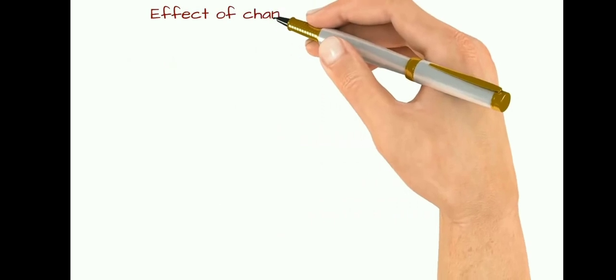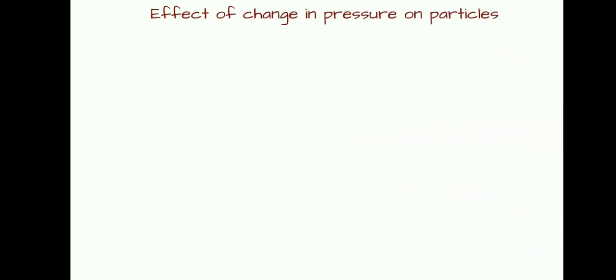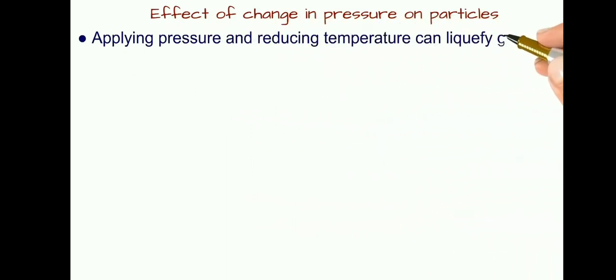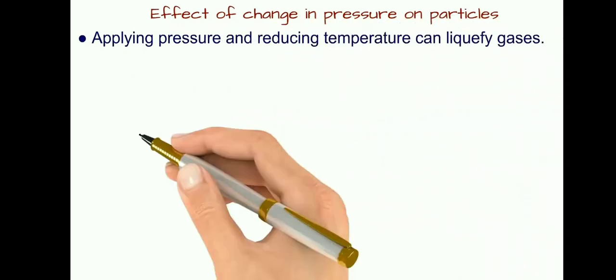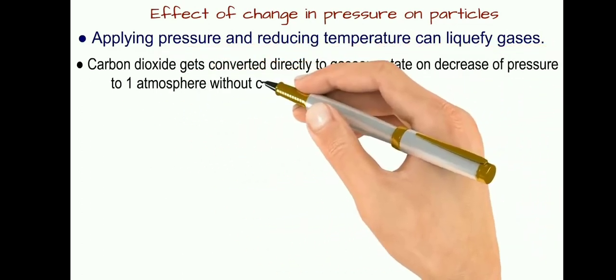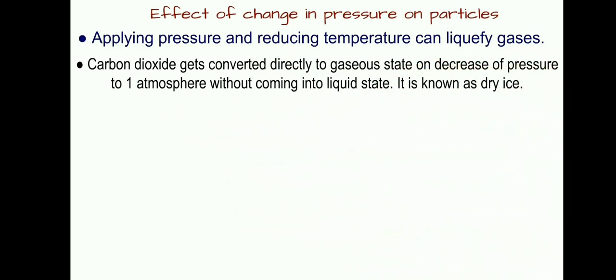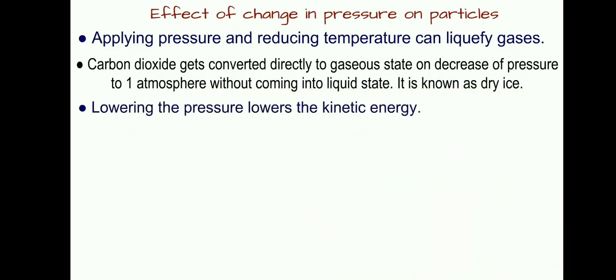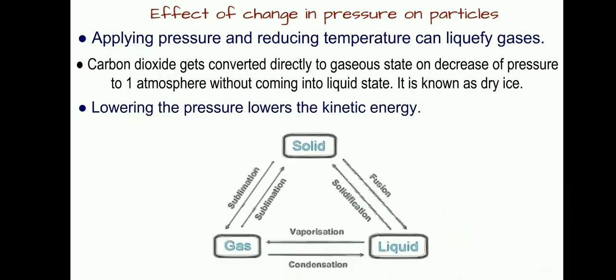Now we will study effect of change in pressure on particles. Applying pressure and reducing the temperature can liquefy the gases. Solid carbon dioxide gets converted directly into gaseous state on decreasing the pressure to 1 atmosphere without coming into liquid state. It is also known as dry ice. Lowering the pressure also lowers the kinetic energy. Let us look at the conversion chart where solid, gas and liquid fuse and solidify.